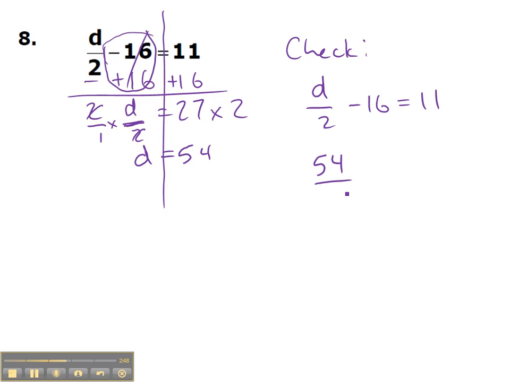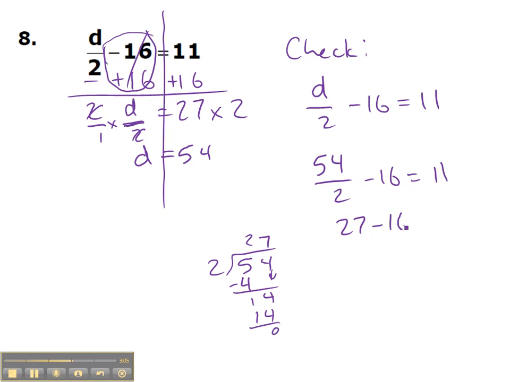54 over 2 minus 16 should equal 11. 54 divided by 2. 2 times 2 is 4. Bring down the 4. How many 2s in 14? 7. 7 times 2 is 14. So this is 27 minus 16. 11 equals 11. That checks out.